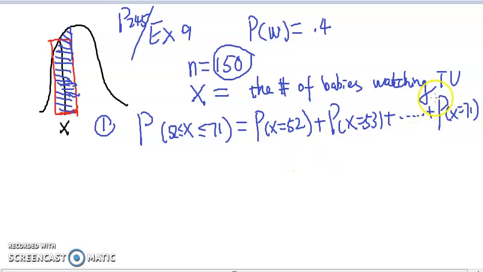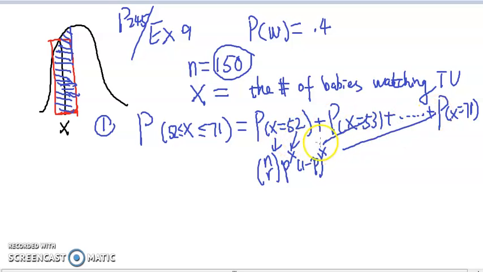So that would be about 20 cases that we have to do. And for each case you have to use that formula, n choose x times p raised to x times 1 minus p raised to n minus x, for each x value here. So plug in for each one, and that is just too many cases to do. But the good thing is the sample size is large.